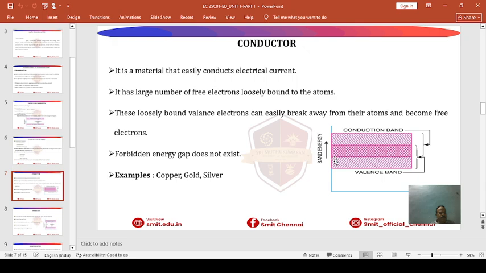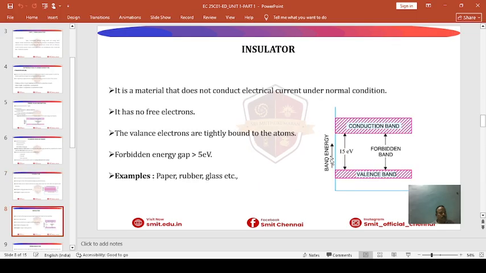The materials that are used widely for electrical wiring are called conductors. The next one is insulators. An insulator is a material that does not allow the electric current to flow.